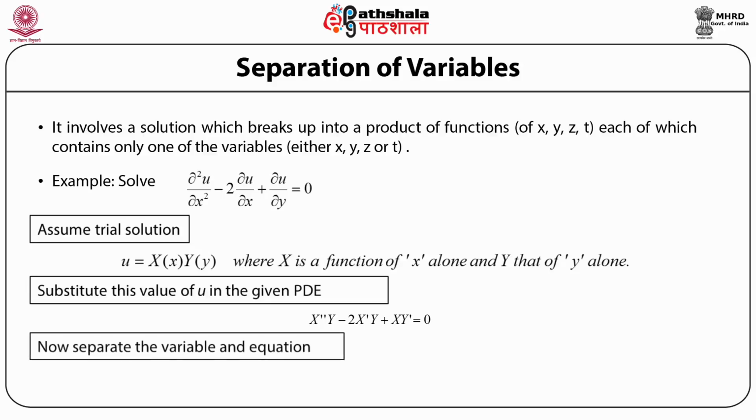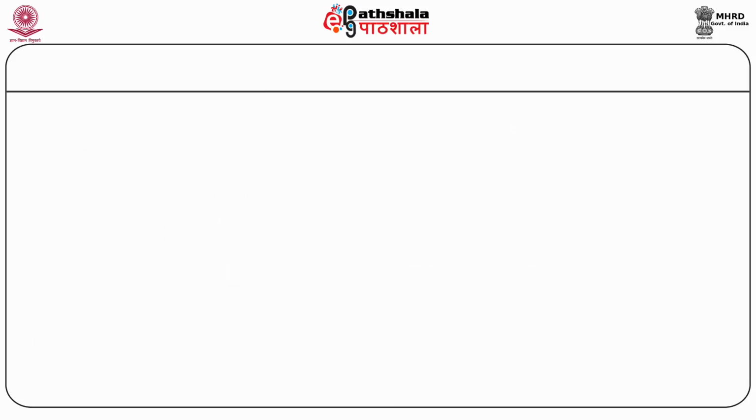Now, what does separation of variables mean? That means we are going to separate these two equations completely, one side x and one side y. We are going to do that like it is shown here. Then we can solve them more easily. This is called separation of variables. It is continued in the next slide.